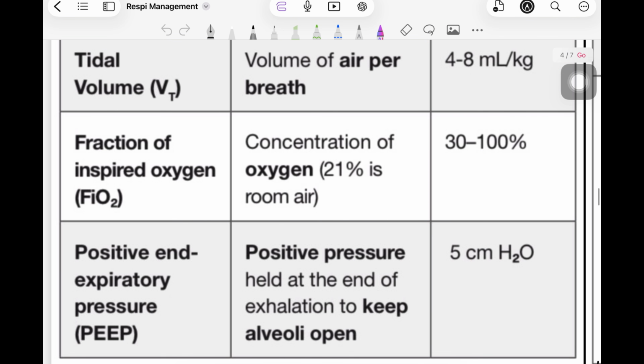Next, we also have here the positive end-expiratory pressure. I know you're already familiar with that because I discussed it before. Normally, when we inhale, then exhale, our alveoli will deflate. But when we use PEEP, guys, what happens is inhale, exhale, but at the end of our expiration, there is pressure left to keep our alveoli open. We have here an example of 5 centimeters of water, or 5 cm H2O.